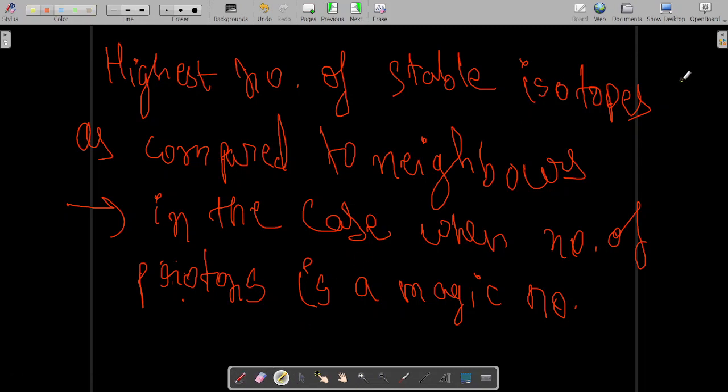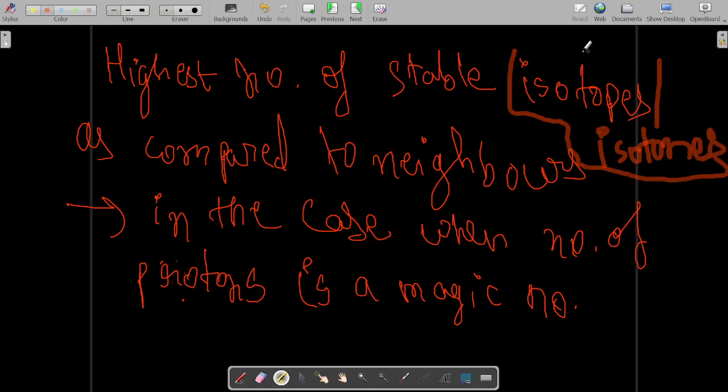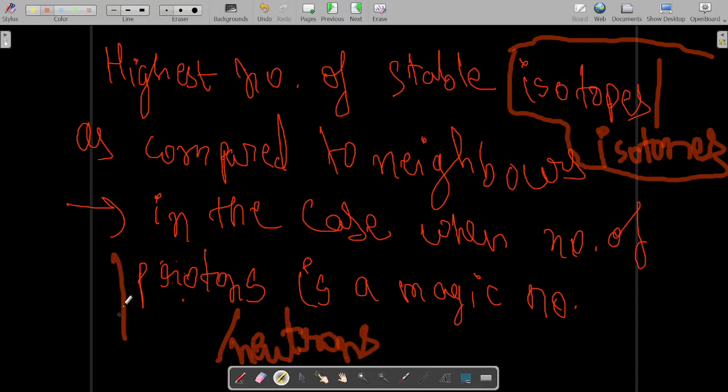And highest number of stable isotones. When do we have isotones? So the highest number of stable isotones as compared to neighbors occurs in the case when the number of neutrons is a magic number. So that is the thing which you must remember.